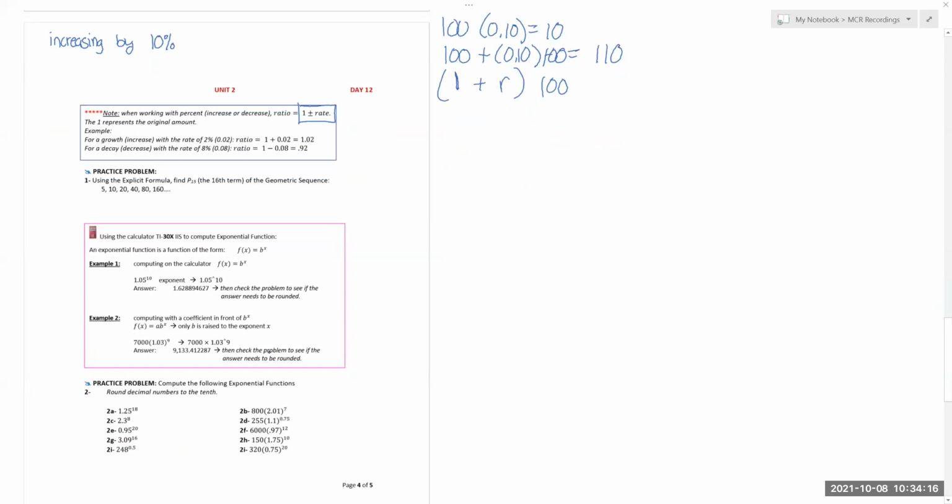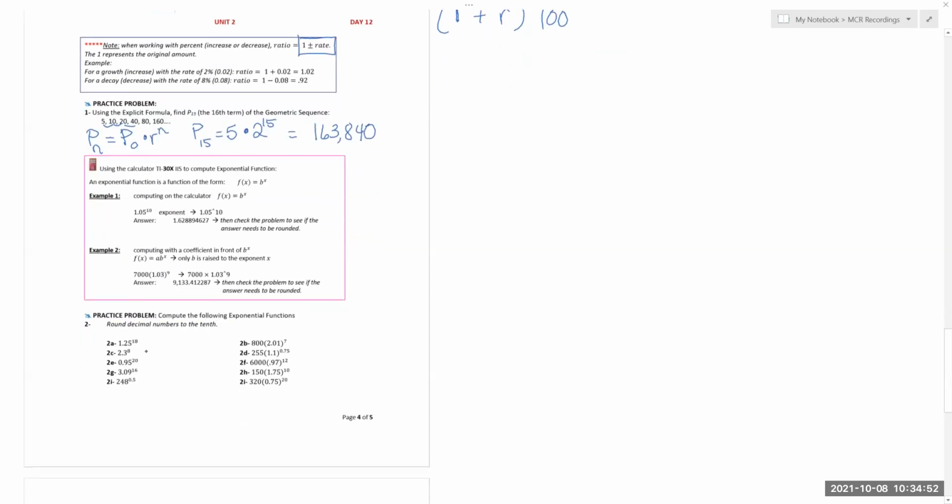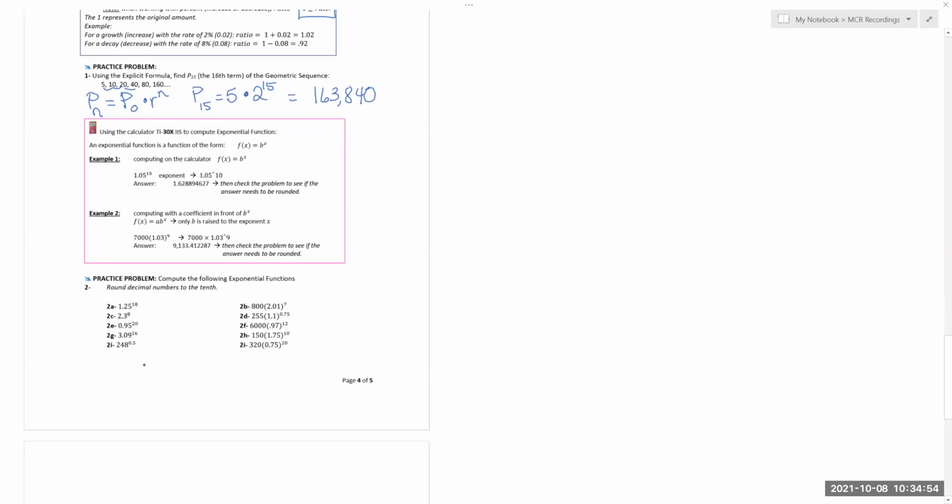So over here, if we wanted to find the 15th, P15 of that geometric sequence, we would do Pn equals P0 times R to the n. And because we already have the number, it's a 2, it's a 4, we don't have to do the 1 plus. So P15 is the initial. We're doubling it to the 15 power. Very quickly, this grows to be 163,840.